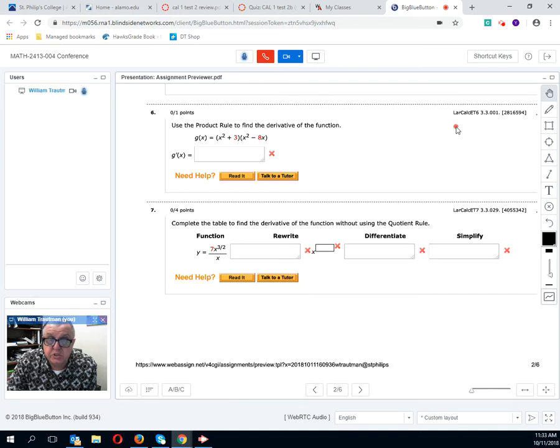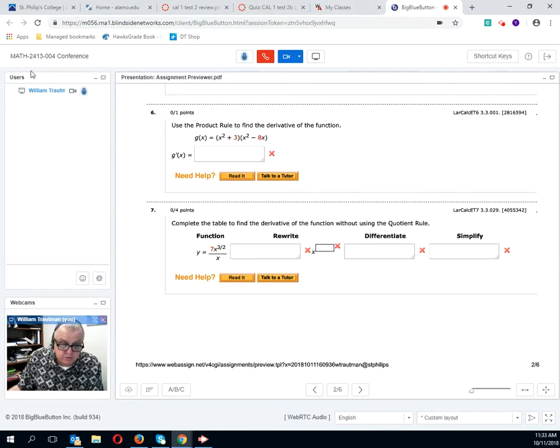Question 6, use the product rule. I'll do one of these, and I'll do number 7 as a quotient rule. So the product rule, break out your formula sheet. You need to know the formula. By the way, you can actually multiply all this out and take the derivative straight and you'll be fine. But they're not always that easy. So just know how to use the product rule.